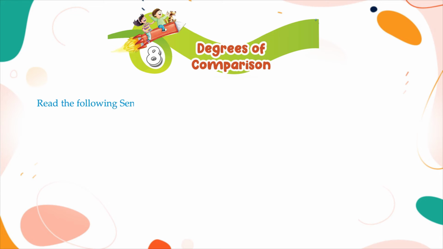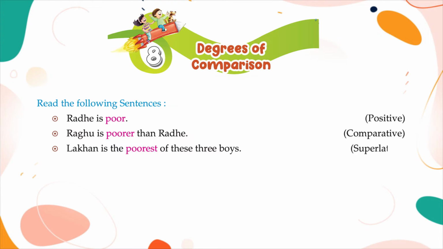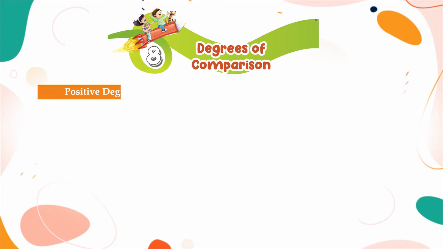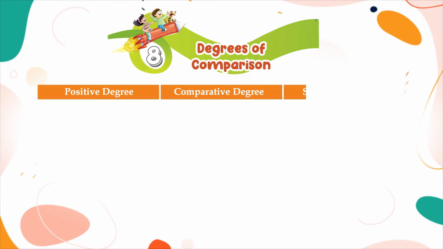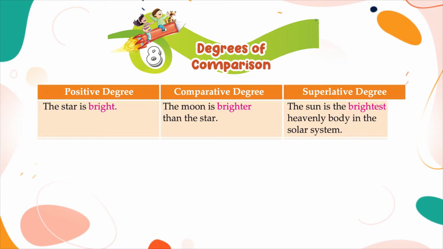Read the following sentences. Radhe is poor, positive. Raghu is poorer than Radhe, comparative. Lakan is the poorest of these three boys, superlative. Read some more examples. Positive degree, comparative degree, superlative degree. The star is bright. The moon is brighter than the star. The sun is the brightest heavenly body in the solar system.